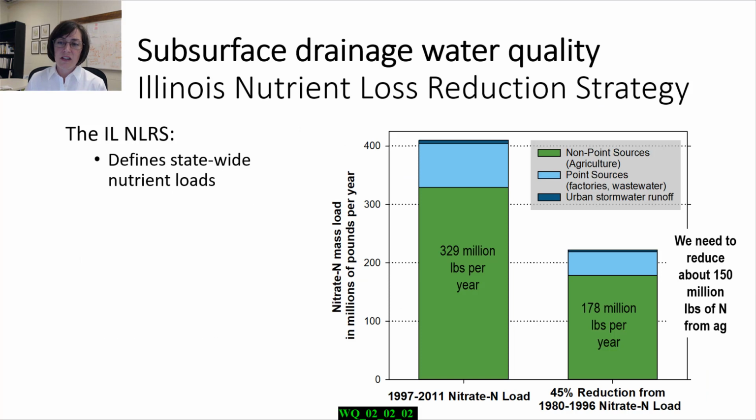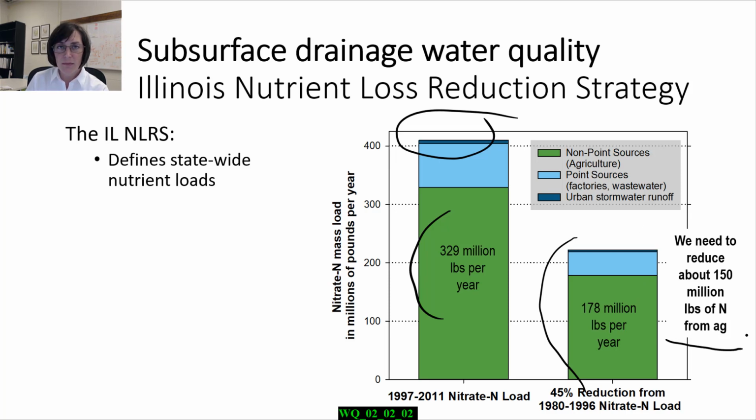Getting into some of the technical details of the document itself, the Illinois Nutrient Loss Reduction Strategy defines our statewide nutrient goals. For example, the state of Illinois as a whole sends about just over 400 million pounds of nitrate nitrogen downstream down the Mississippi River every year. The agricultural sector is about 330 million pounds per year. If we reduce our nutrient load by 45%, that means we'll be sending just over 200 million pounds of nitrogen down the Mississippi River. From ag in particular, we need to reduce the amount of nitrogen we're sending downstream by 150 million pounds every year.